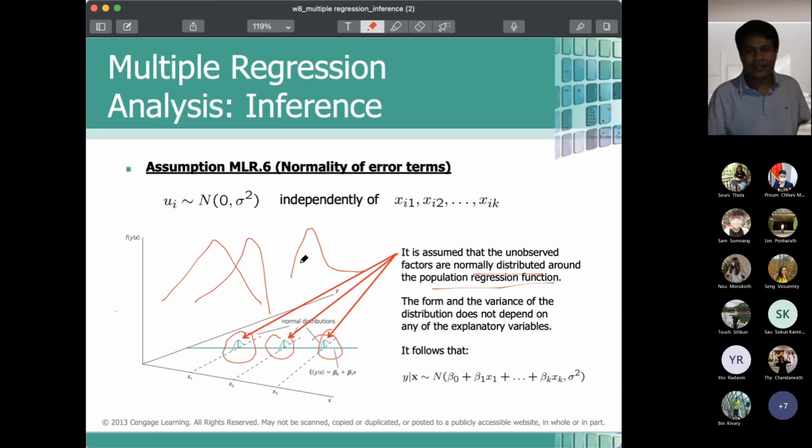All right. So the form and the variance of the distribution do not depend on any x. The distribution is not conditional on any x. If it is true, then in this regression function, y given x, we have normal distributions where the mean from this regression is this. The mean, the expected value of y, is this equation, right? And the variance is constant. It's constant, right?